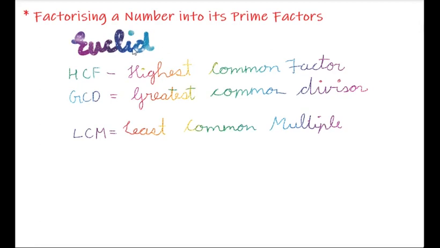He was a Greek mathematician, and he used this simple and important rule to find out the HCF or GCD and LCM of numbers. Okay, so what is HCF? HCF means highest common factor. Whatever factors you find out, the greatest one will be the HCF. In the same way, of the divisors, the greatest is called the GCD. And he also used this method to find the least common multiple, that is LCM.